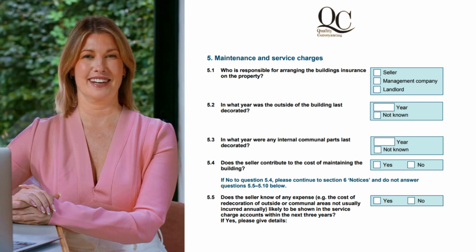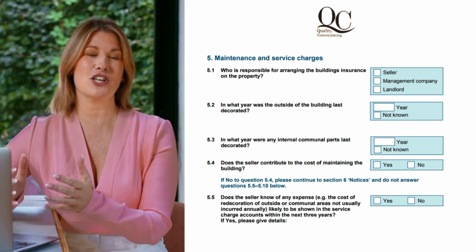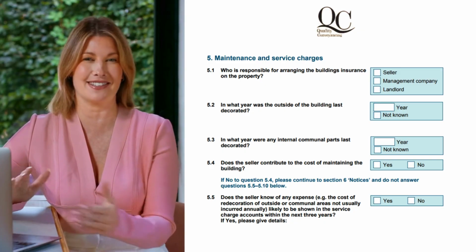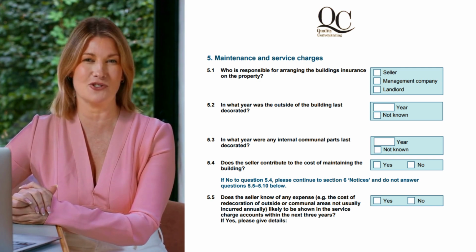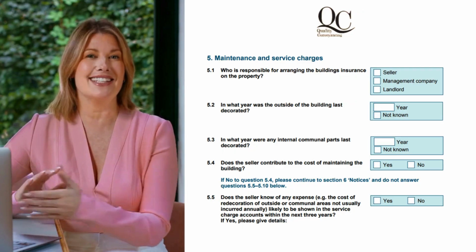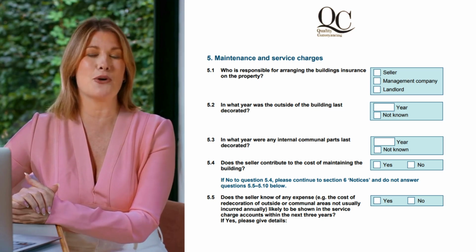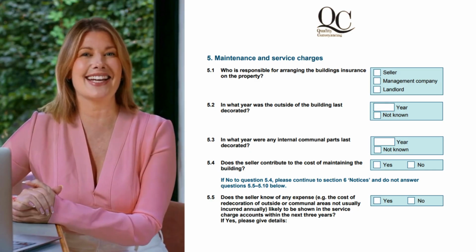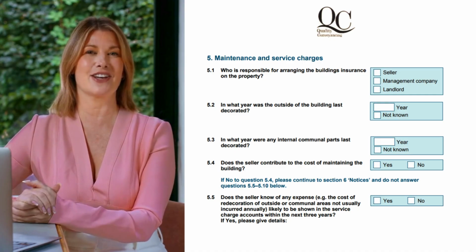The next question asks whether you're aware of any major or unusual expenses likely to appear in the service charge accounts over the next 3 years. This doesn't mean normal yearly costs. It's asking about bigger one-off items. For example, roof repairs, lift replacement, external redecoration, or major structural works. If you've been told about upcoming works, or it's been mentioned in meetings or letters, tick yes and briefly explain what you know. If you're not aware of anything planned, tick no.